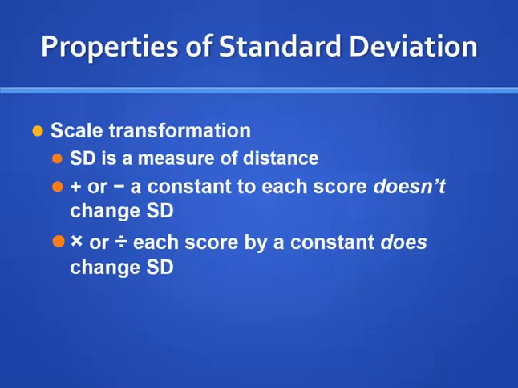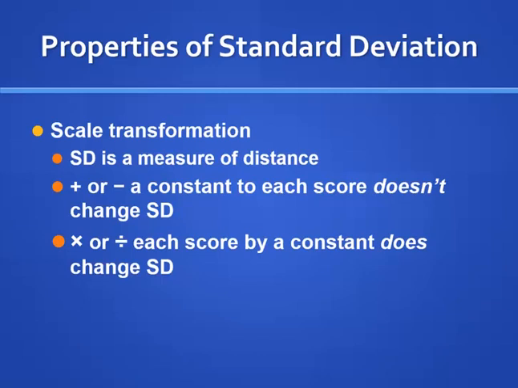I think there's a couple of questions like this on the homework. I just want to make sure you understand it. There may be times when you want to transform scores, like if you're measuring something in minutes, but you want to transform it into seconds. You should know what transformations like that do to the standard deviation.